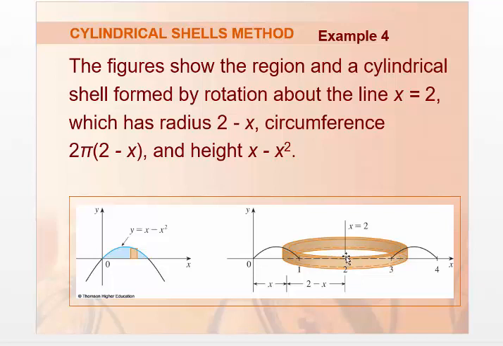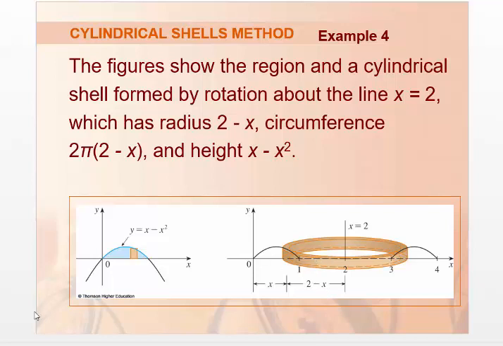Our radius starts here at 2 and goes all the way out here. So if you think about it, our furthest radius from here to here has a distance of 2. And then our radius falls depending on what the x value is. So our radius decreases by x. So if our radius starts at 2 and then decreases by the x value, our radius ends up being 2 minus x.